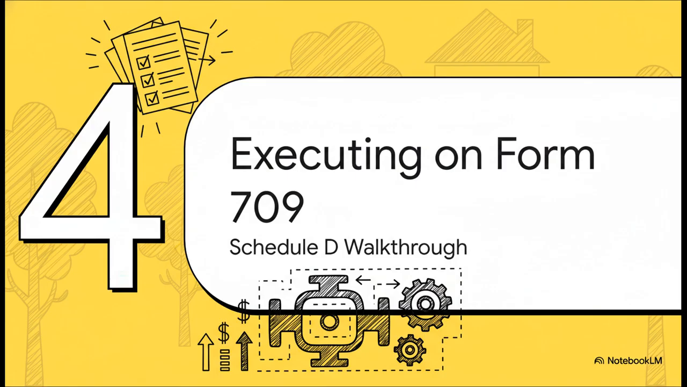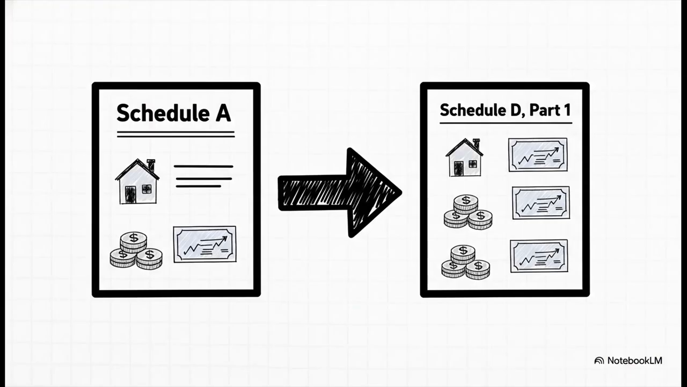Okay, time for the main event, the execution. All this theory, all these rules, they all become reality right here on Form 709, and specifically on Schedule D. You can think of this schedule as the engine room where this irrevocable election gets formalized and all the math gets done. So, the whole process kicks off with Part 1 of Schedule D.